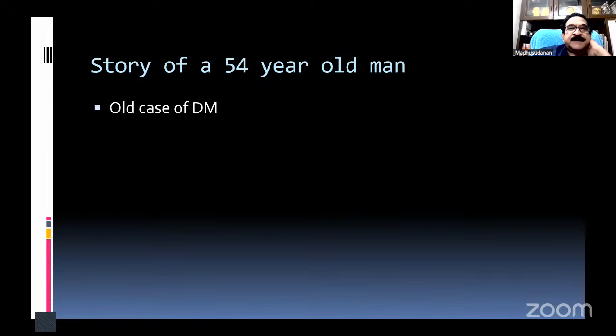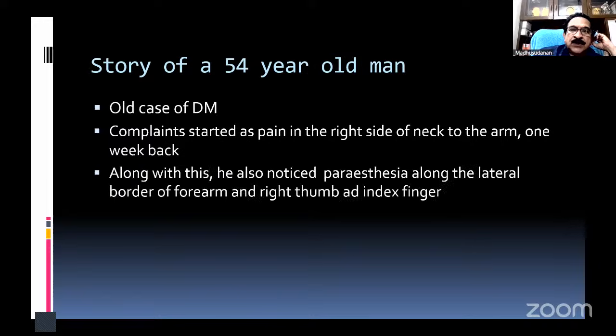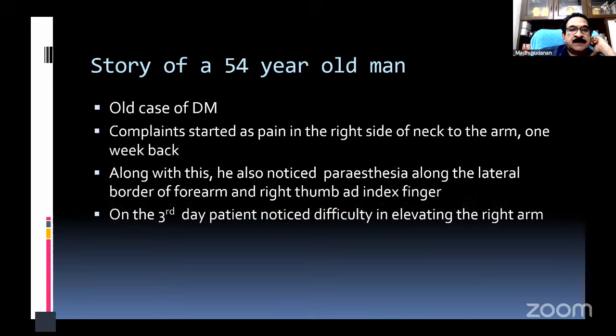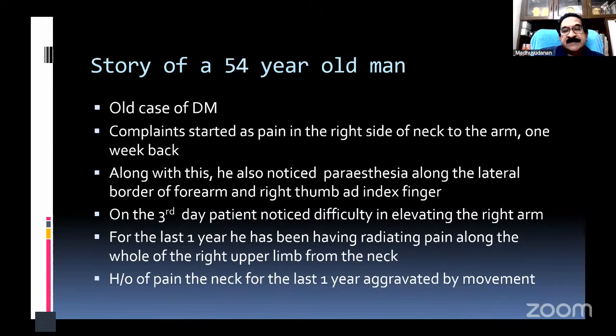This is a 54-year-old man, an old case of diabetes mellitus. His complaint started as pain in the right side of the neck to the arm 1 week back. Along with this, he also noticed paresthesia of the lateral border of the forearm and right thumb and index finger. On the 3rd day, the patient noticed difficulty in elevating his right arm. In the past history, for the past 1 year, he has been having radiating pain along the whole of the right upper limb from the neck, and also noticed pain in the neck for the last 1 year aggravated by movement of the neck.